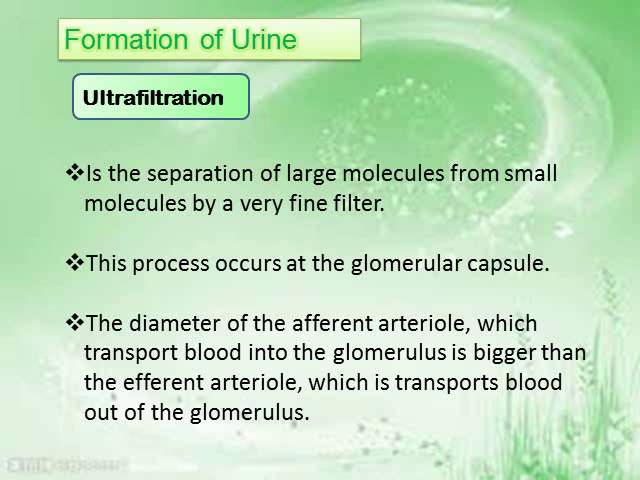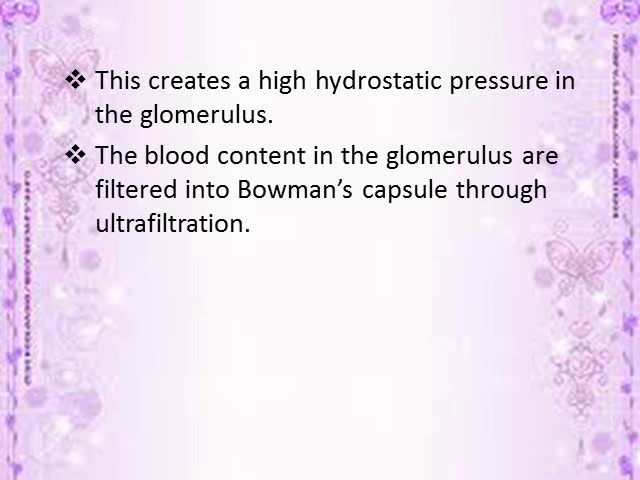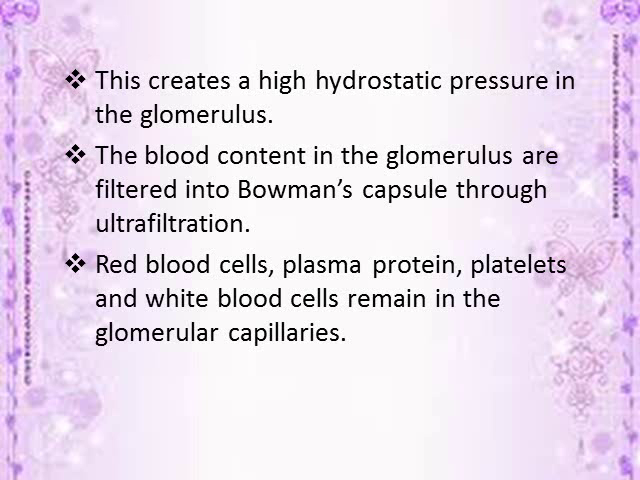The diameter of the afferent arteriole, which transports blood into the glomerulus, is bigger than the efferent arteriole, which transports blood out of the glomerulus. This creates a higher hydrostatic pressure in the glomerulus. The blood contained in the glomerulus is filtered into Bowman's capsule through ultrafiltration. Red blood cells, plasma proteins, platelets, and white blood cells remain in the glomerular capillary.